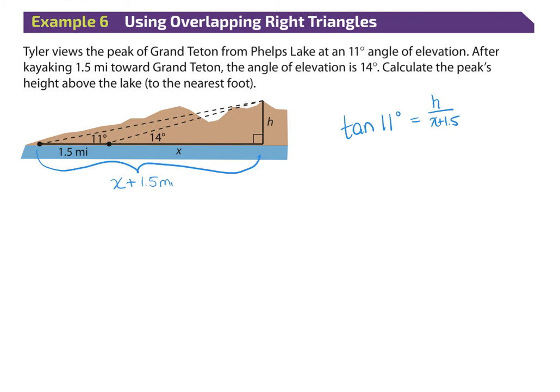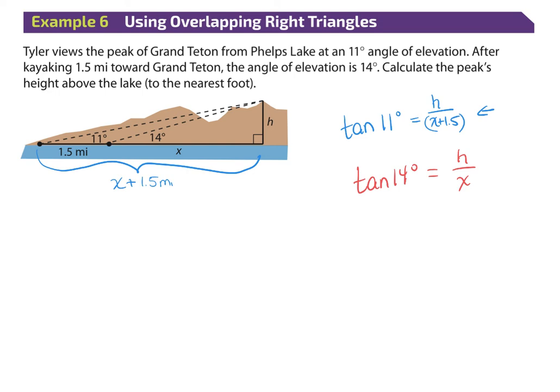Then we have the next triangle. The tangent of the 14 degrees should equal the height over the x. I have multiple variables. I don't want multiple variables. How do I solve this? Well, personally, I would use substitution. I would say isolate a variable, and then they're equal to each other because the height never changes. So isolate the height up here. If I isolate the height for this guy, I'm going to multiply both sides by this group, right?